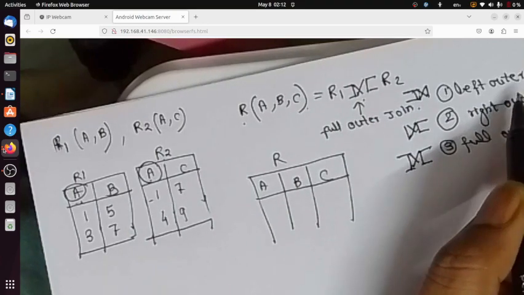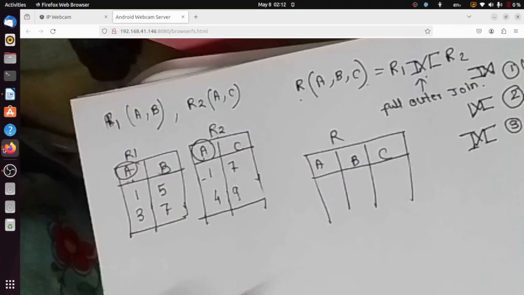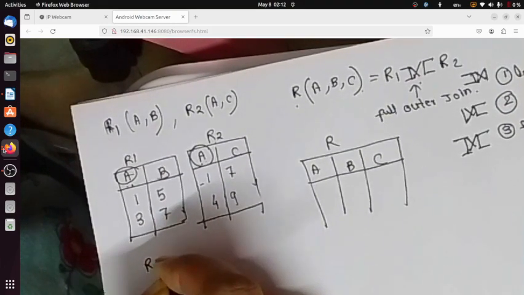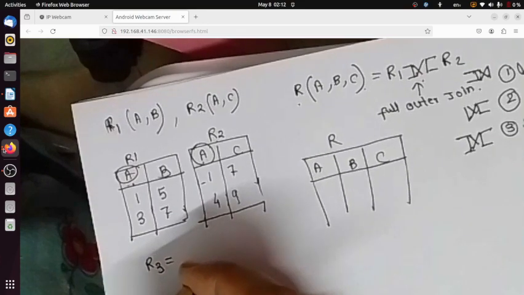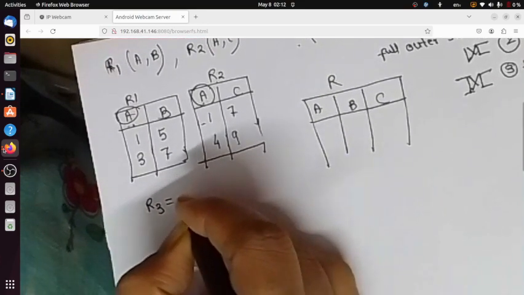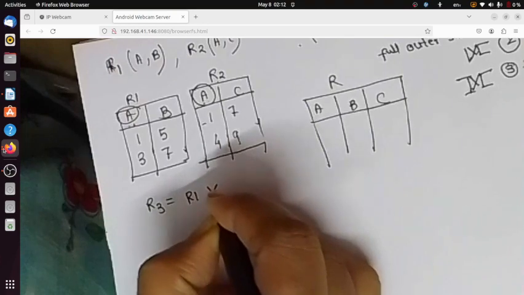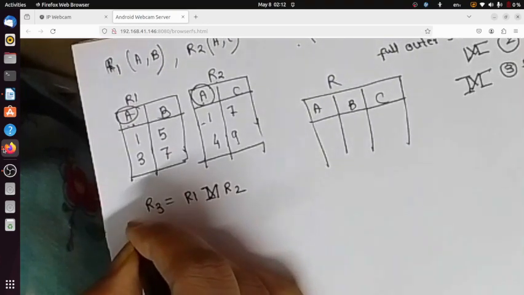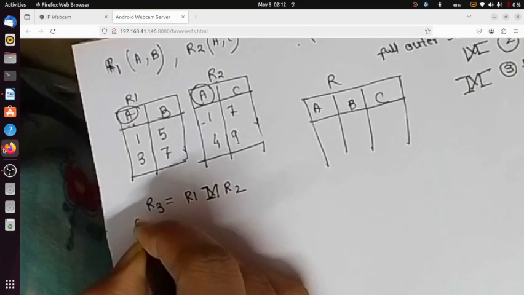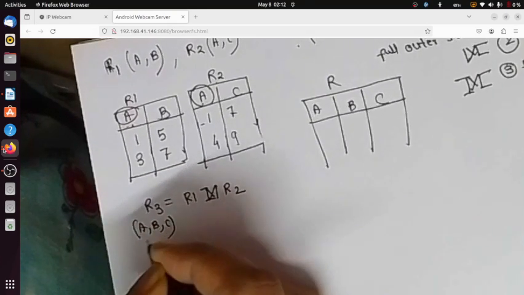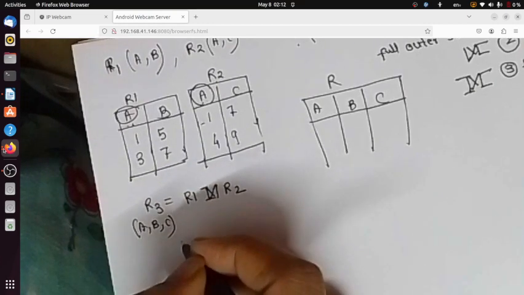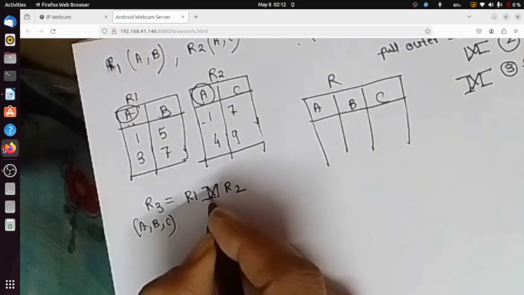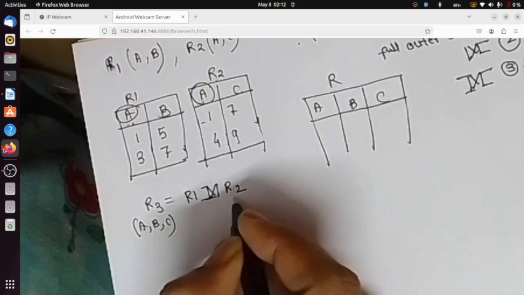Now first of all, we see what the left outer join is. Suppose we are obtaining a relation R3 between R1 and R2, doing the left outer join between R1 and R2, with three columns A, B, C. What will be the tuples in relation R3, which is obtained by doing the left outer join between the two relations R1 and R2?